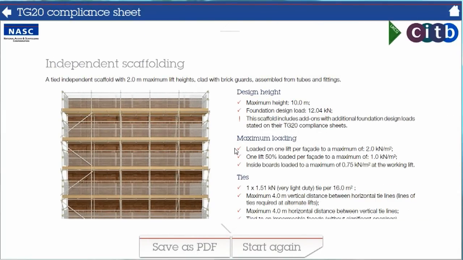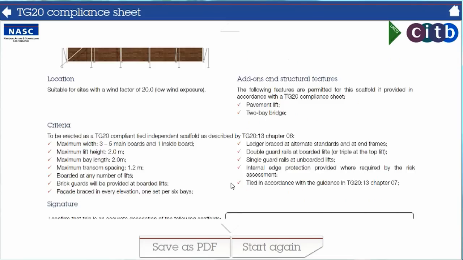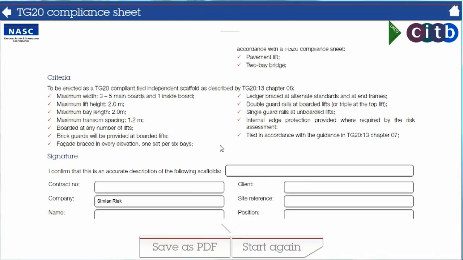And there we have our compliance sheet. It contains all the essential information you need in order to build a compliant scaffold. The compliance sheets need to be read in conjunction with the advice given in the TG20 operational guide.